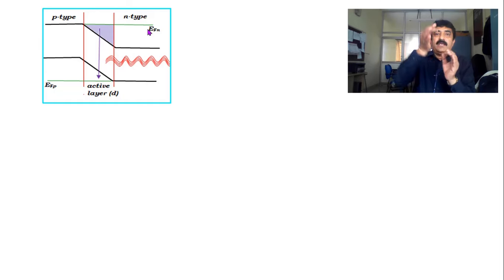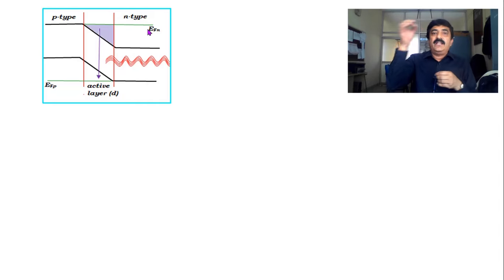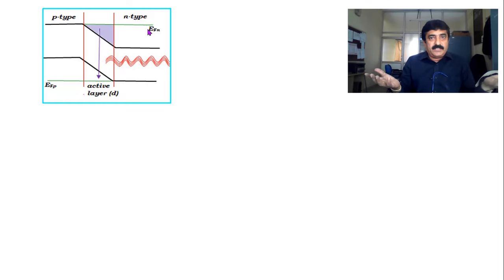Then what happens? From the conduction band, the electron will go to the valence band. It will combine with the hole and then light is emitted. Light is emitted, not laser is emitted. This is normally happening in the case of LED. In an LED, the electron jumps from the conduction band to the valence band. It recombines with the hole and light is emitted. This is normally what happens in an LED.